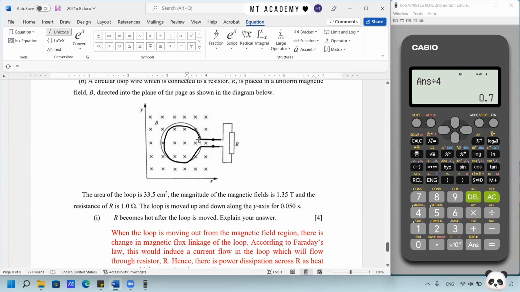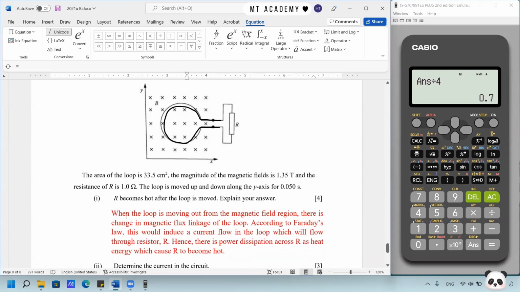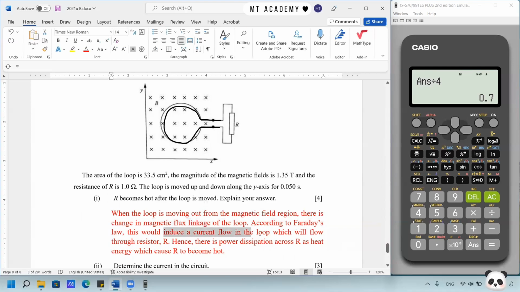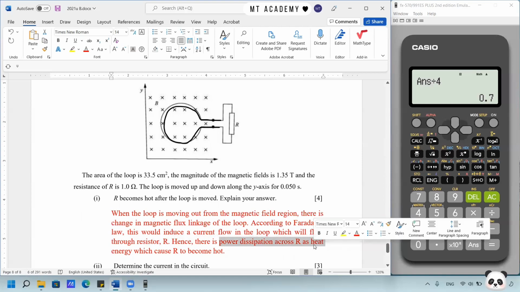Explain your answer. So this is due to Faraday's law, that there is a change in magnetic flux, so there is an induced current in the circuit. So how do we explain? When the loop is moving out from the magnetic field region, we need to be clear with this. If it's only moving around within the magnetic field, it doesn't induce the current. There should be a change in the area. So when the loop is moving out, there will be a change in magnetic flux linkage. Based on Faraday's law, this will induce a current flow in the loop, which will flow through the resistor R. So there will be power dissipation across R as heat energy that causes it to become hot.